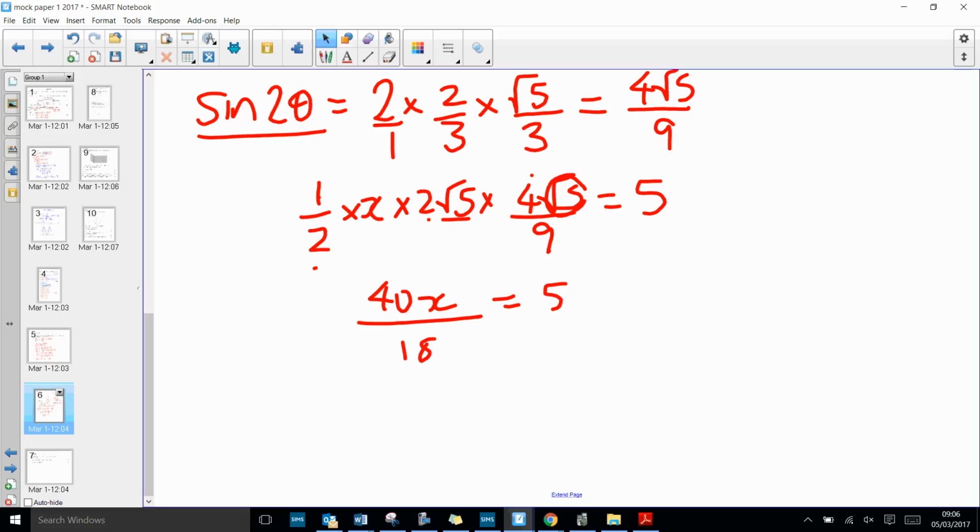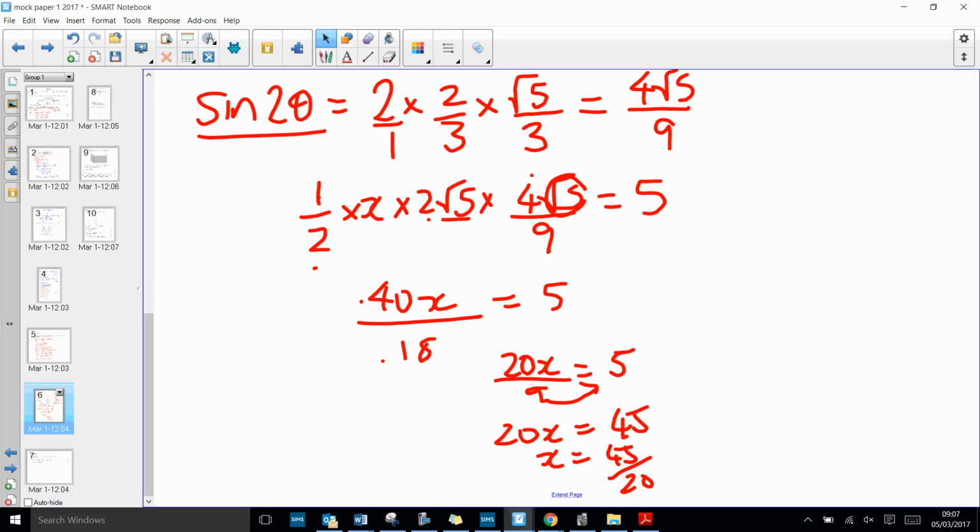There's several different ways of doing this. Let's simplify our fraction here. So we can divide both by 2. So we've got 20x over 9 equals 5. 9 comes up, so we've got 20x equals 45. X equals 45 over 20. Simplify that. So divide both by 5. So we've got 9 over 4.